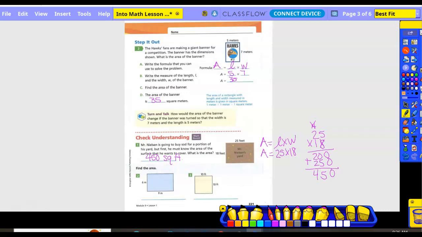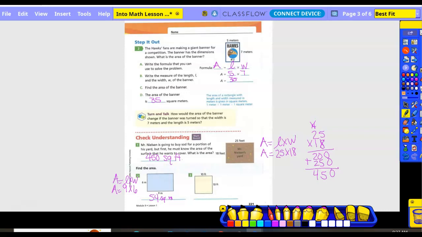Number 2, find the area. So what do I need to do first? Write my formula, right? Area equals length times width. Rewrite the A. A equals, what's my length? 6 times 9. 9 times 6. What is 9 times 6? 54 square meters. Remember, use the units they give you.